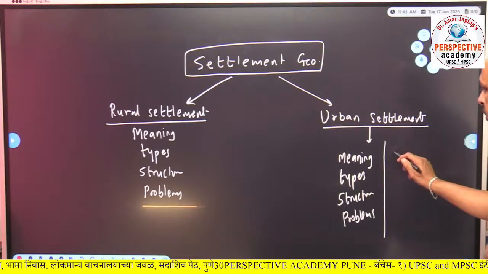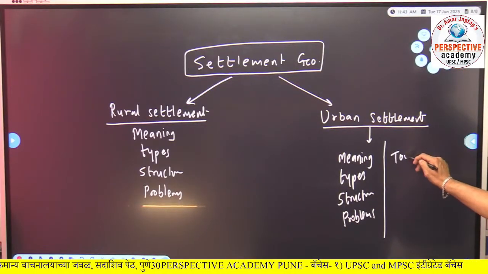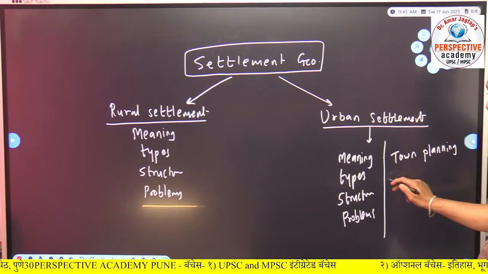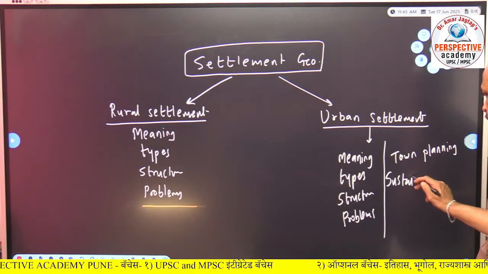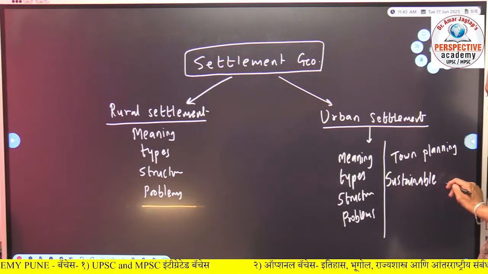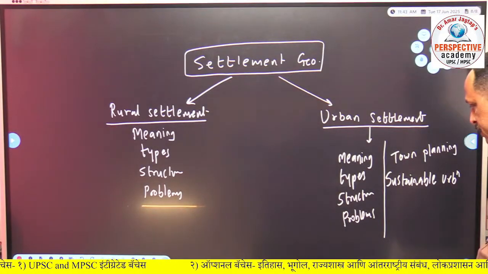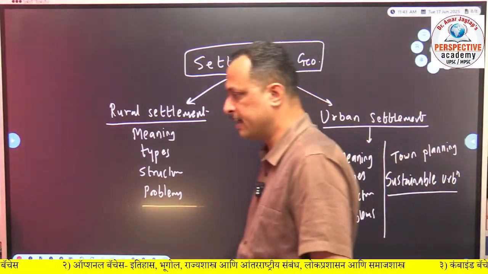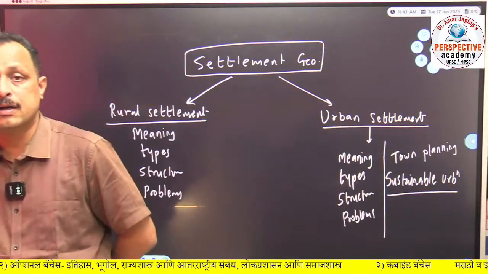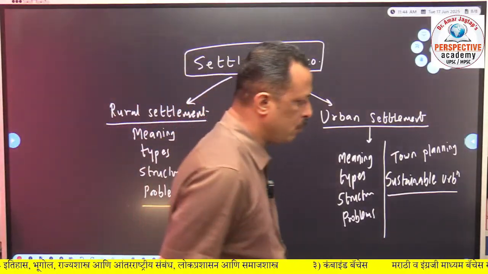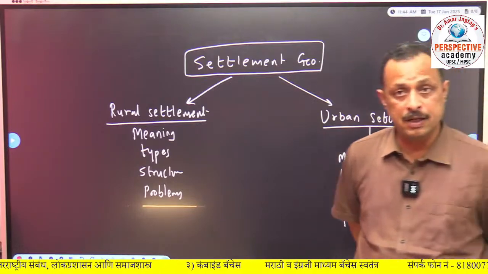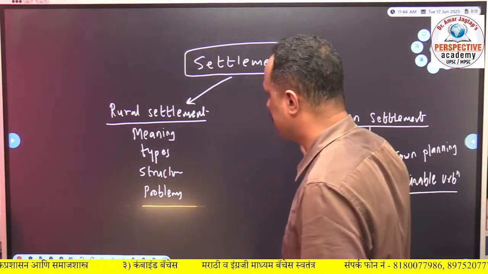Along with that, town planning, sustainable urbanization. Then there are a few important small concepts related to urban settlements like conurbation, satellite town, suburb, urban sprawl, ghetto, slums, etc. All those small concepts we will cover here.